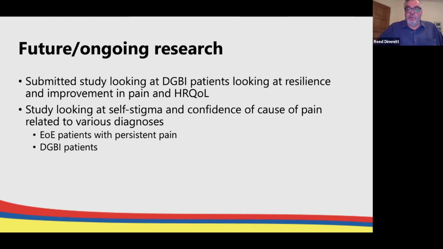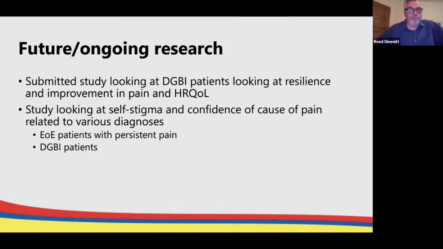And we're also submitting some ongoing research looking specifically at two populations of patients as it relates to self-stigma. And we'll talk a little bit about that. So these are looking at patients with abdominal pain and EOE, and those who just have abdominal pain without EOE. So these are the next. And so there's a thing called self-stigma. And this is also driven by the confidence of cause of pain related to a given diagnosis.